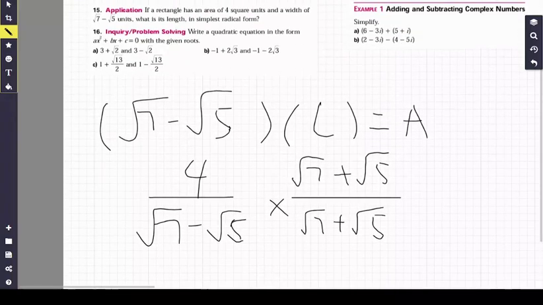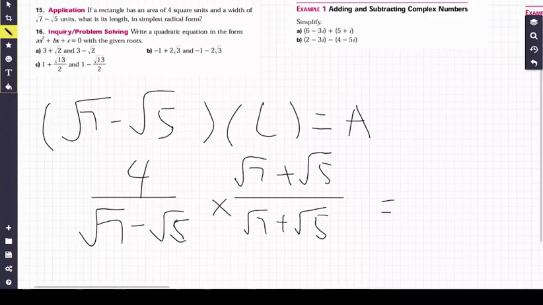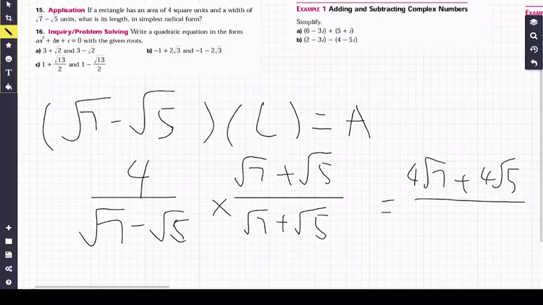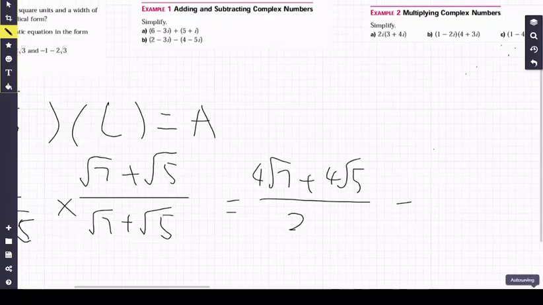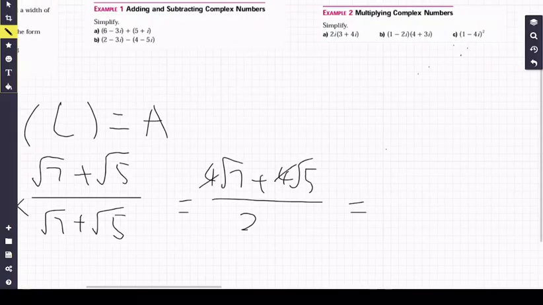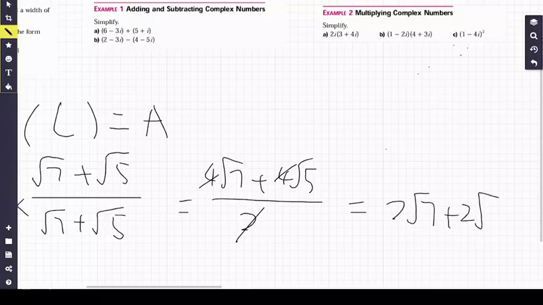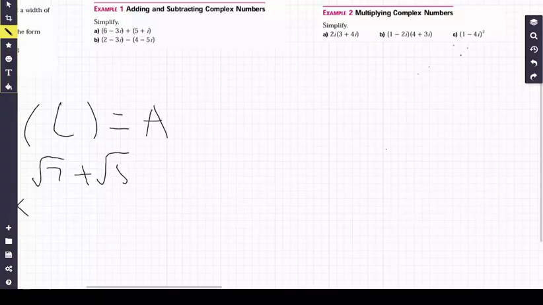So on the top, we're going to have 4 root 7 plus 4 root 5, and on the bottom, we're going to have 7 minus 5, which is 2. And now we can common factor, so take out the 2, take out the 2, take out the 2, so that's 2 root 7 plus 2 root 5, and that is our length. We have finished the question.